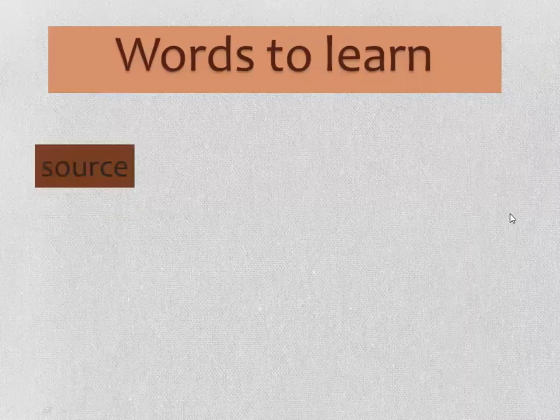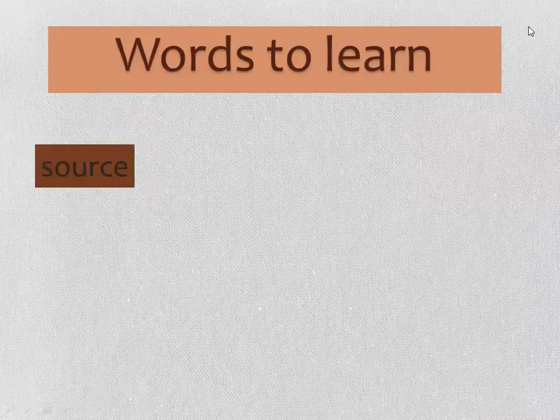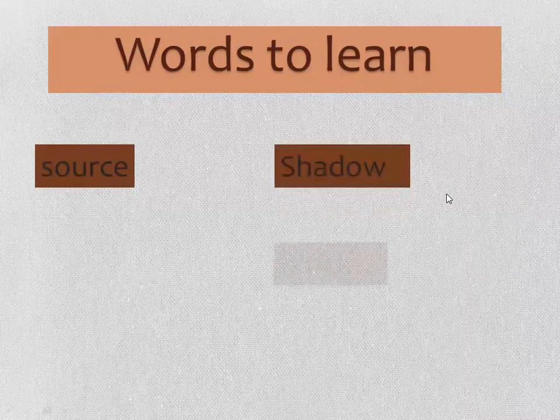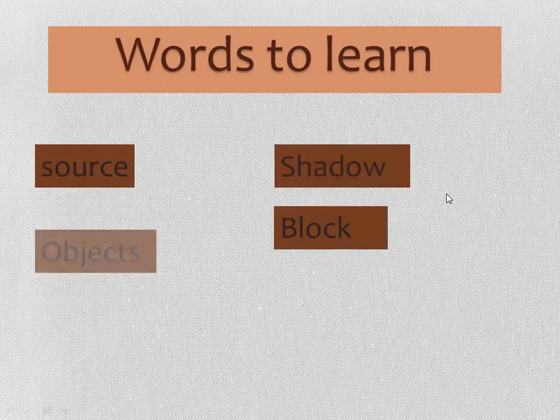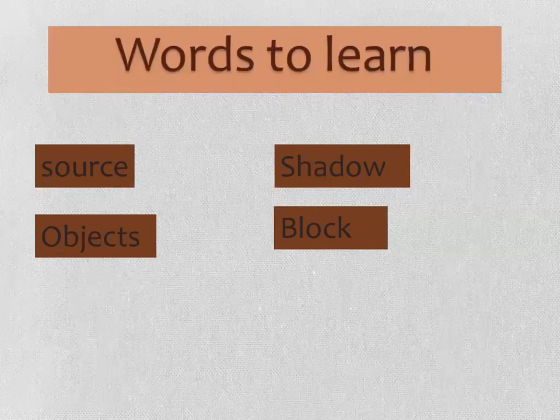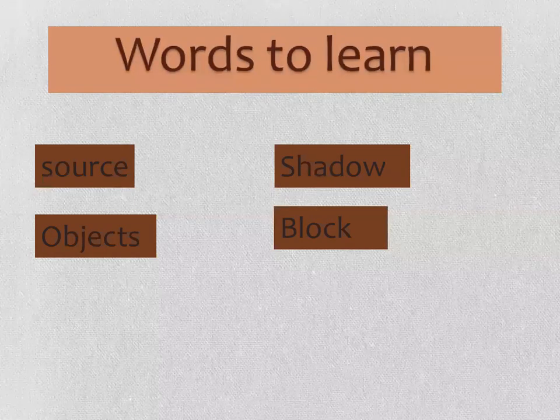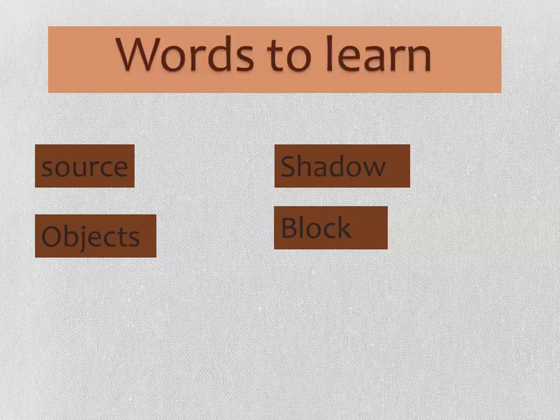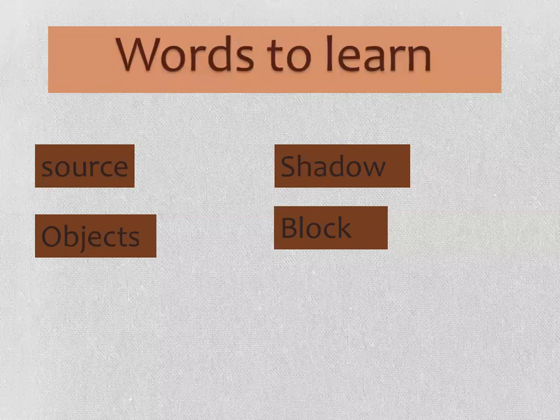Okay, words to learn. First, let's see what the words in this lesson are. We are going to learn: source, shadow, block, objects. These are the words that we are going to memorize in this lesson. Now just listen to them, and after a while I'm going to give you time to write the words in your notebooks.